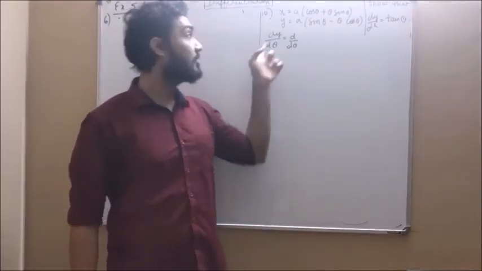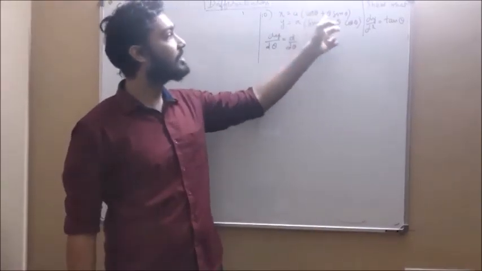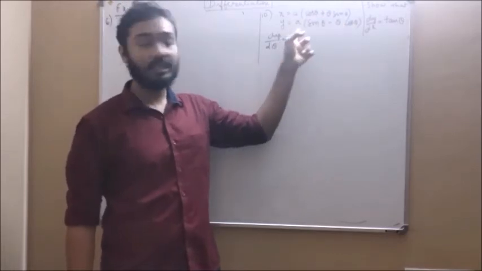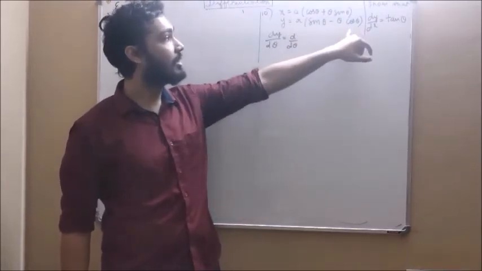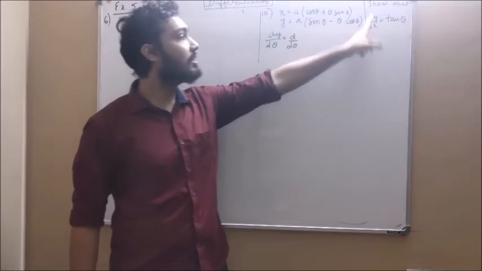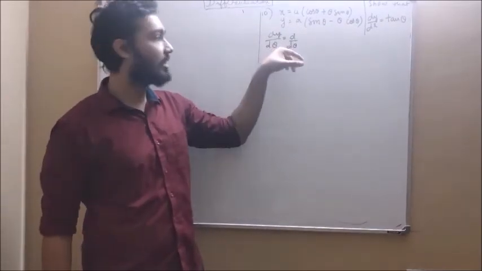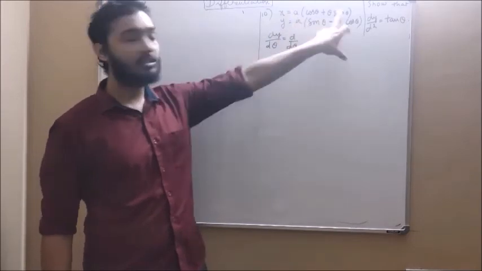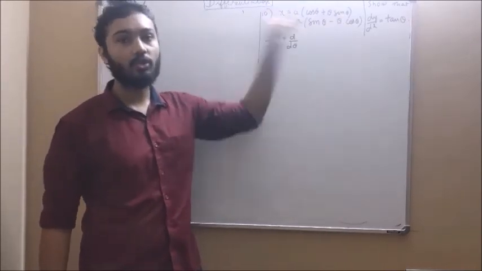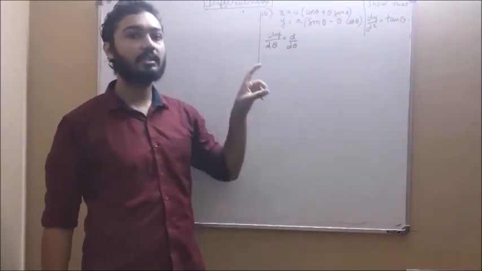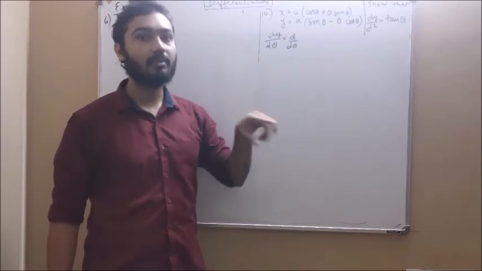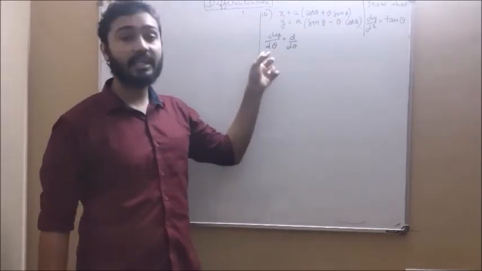Next we have the 10th question. x equals a cos theta plus theta sin theta, y equals a sin theta minus theta cos theta. Now we have to show dy by dx equals tan theta. Here x is in terms of theta, y is in terms of theta. So you know what dy by dx is. dy by dx is nothing but dy by d theta divided by dx by d theta. So first find dy by d theta.